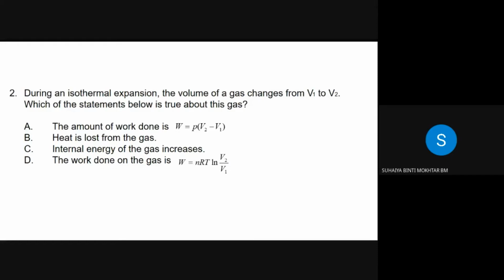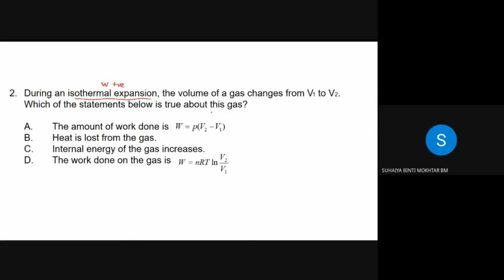During an isothermal expansion. Okay, for an isothermal expansion, the work done is positive, right? It expands, so the volume increases, so work done should be positive. The volume of the gas changes from V1 to V2, so V2 is greater than V1. So in this case it expanded. Which of the statements below is true about this gas?